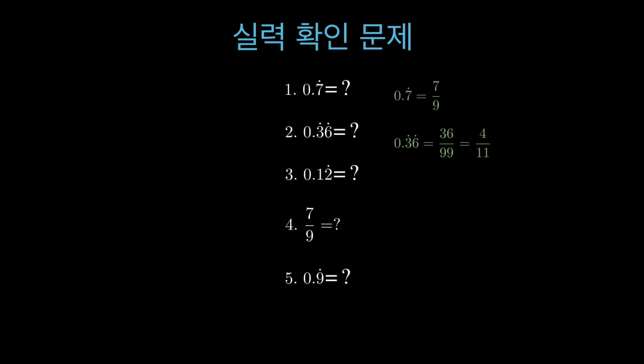3. 0.12 recurring as a fraction. Subtract the non-repeating part from the total value. 12 minus 1 equals 11 for the numerator, and the denominator is 90, giving 11/90. 4. 7/9 as a repeating decimal. The denominator is 9, so it repeats from the first decimal place. The answer is 0.7 recurring. 5. What is the value of 0.9 recurring? As emphasized earlier, it is the perfect integer one.